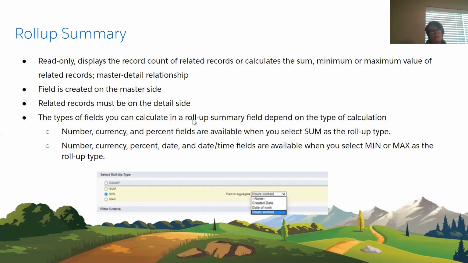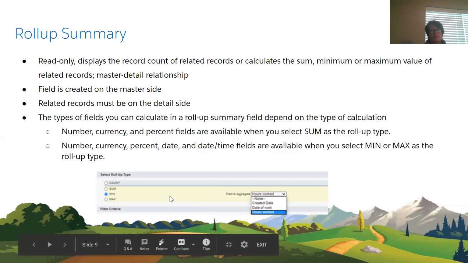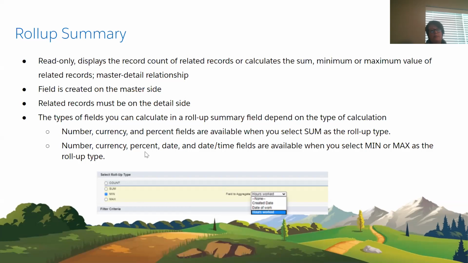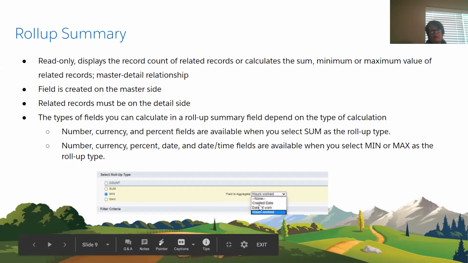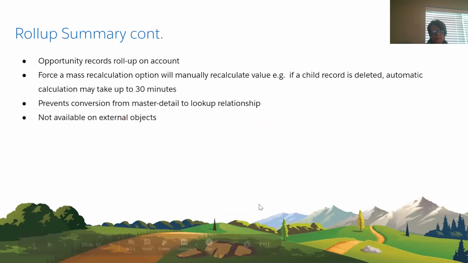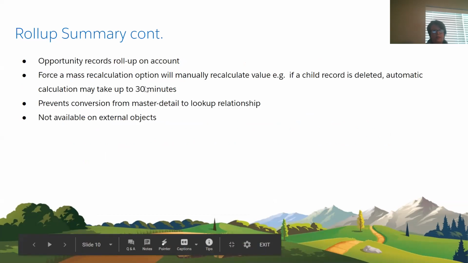The types of fields that you can calculate in a roll-up summary field depend on the type of calculation. So for number, currency, and percent fields, these are available when you select sum as your roll-up type. So that's this screenshot down here. You can see sum. Number, currency, percent, date, and date time fields are available when you select min or max as the roll-up type. And here's an example of that. So a couple other things, opportunity records roll up on account.